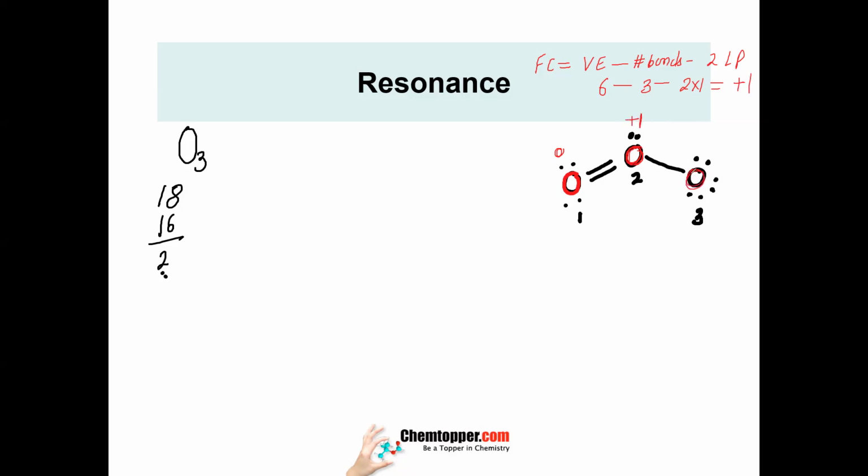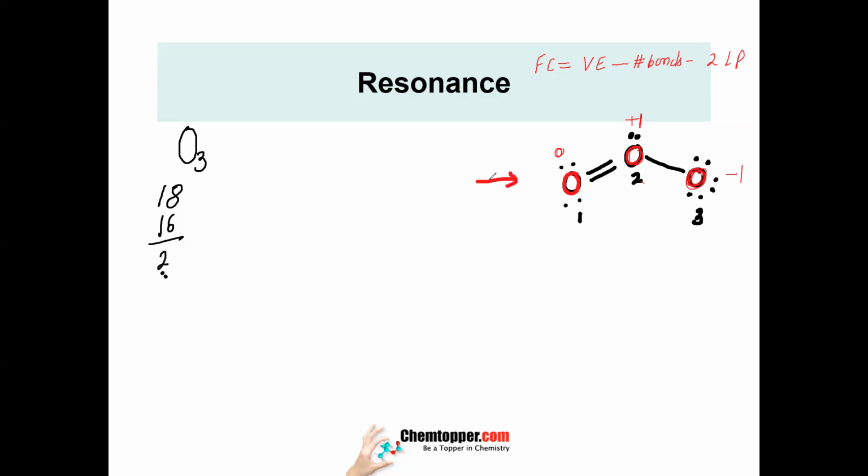Oxygen 3. Oxygen 3, you should know now without calculating. 6 minus 1 minus 2 times 3. What is oxygen 3? Minus 1. So this is the Lewis structure of ozone. Can you draw the resonance? I made the double bond between 1 and 2. I can have the double bond between 2 and 3, isn't it?